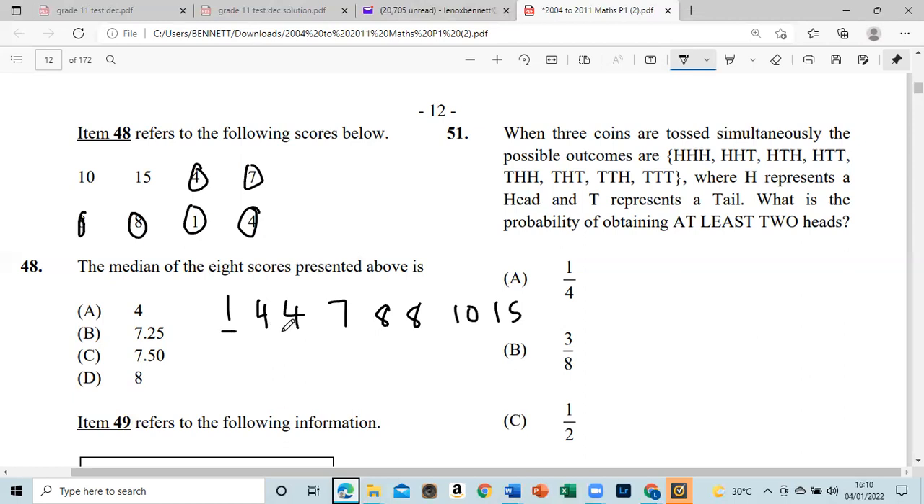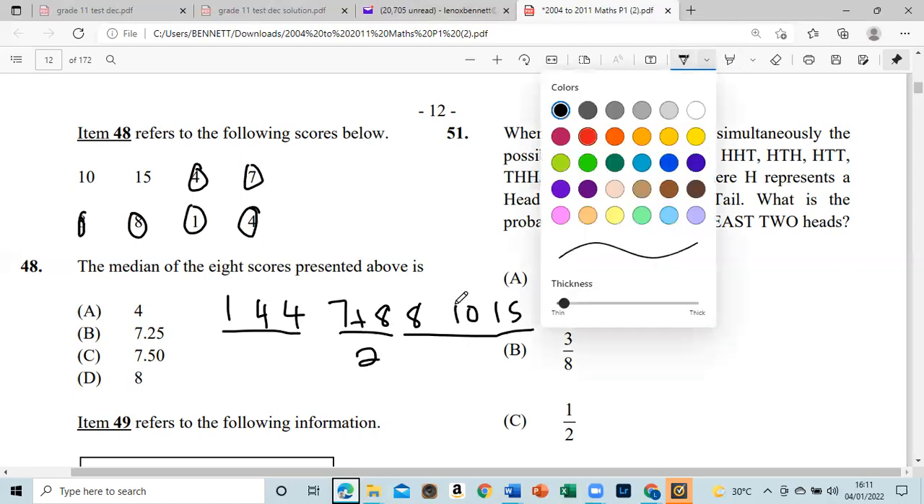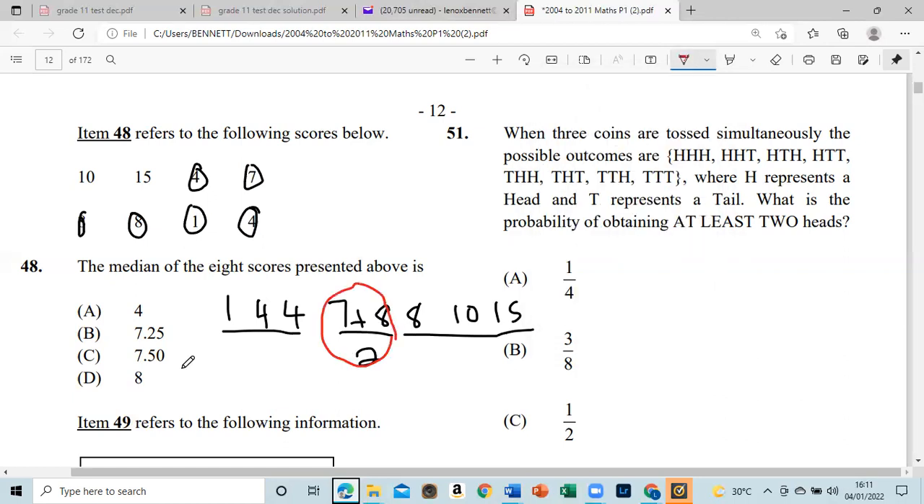Alright, so we put the first 3 as 1, 2, 3. Oh, so it will be 7 plus 8 and divided by 2. The 2 middle numbers, alright? Just highlight it. This is our answer: 7 and a half.